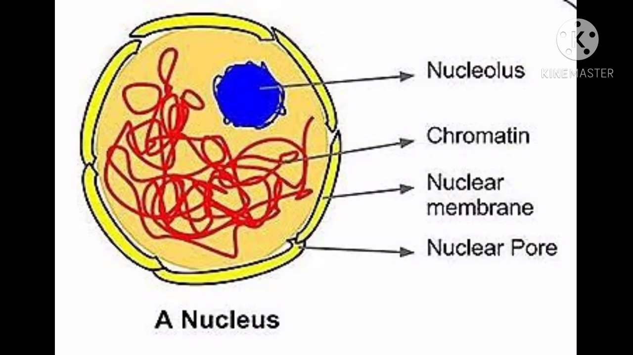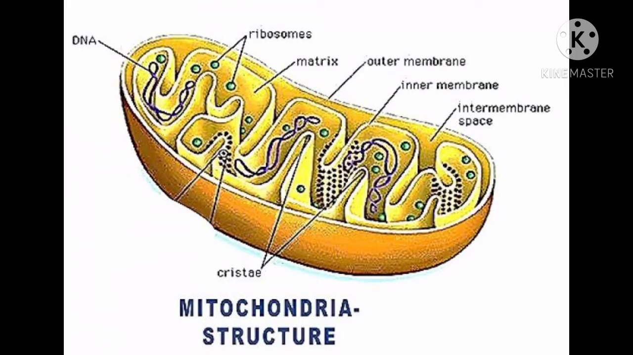Let us study an important organelle, nucleus. The nucleus is the control center of the cell. It contains DNA, which is the genetic material of the cell. The outer covering of the nucleus is called the nuclear membrane. Next, mitochondria, the powerhouse of the cell. An important process called cellular respiration occurs in the mitochondria, and it provides the cell with the energy that it needs.